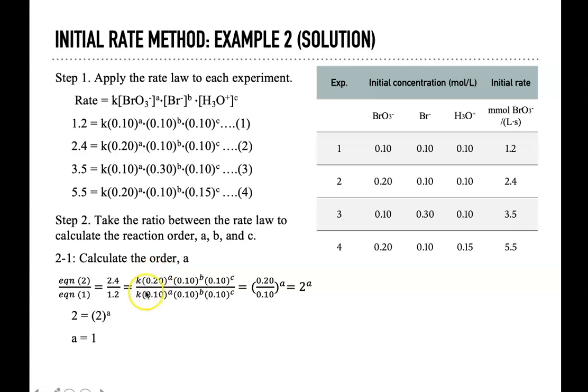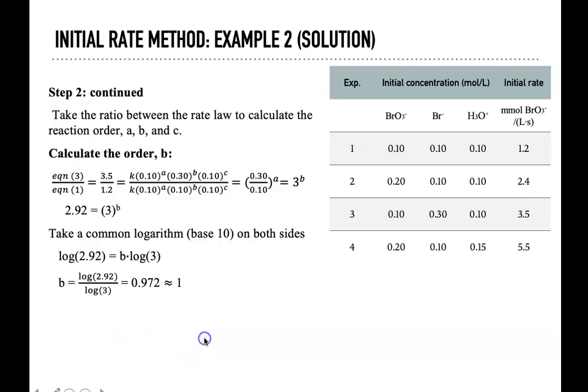The only remaining portion is now 0.20 divided by 0.10. So the base is the same, we put the base together, 0.20 over 0.10 to the A, which is 2 to the A. Then this part, 2.4 divided by 1.2, is now 2. 2 equals 2 to the A, so we can determine A should be 1. We do the same thing.